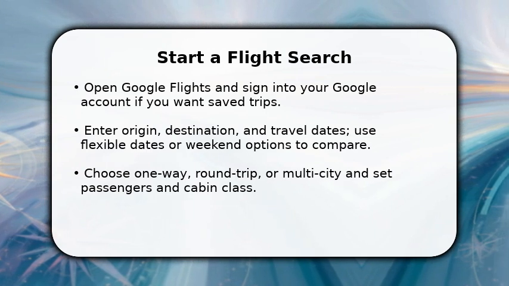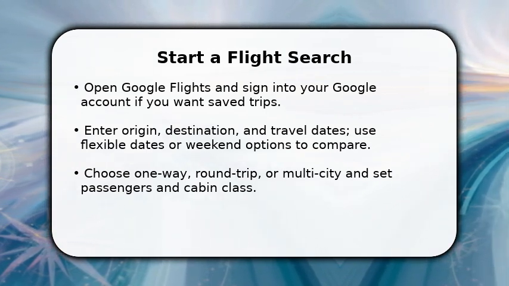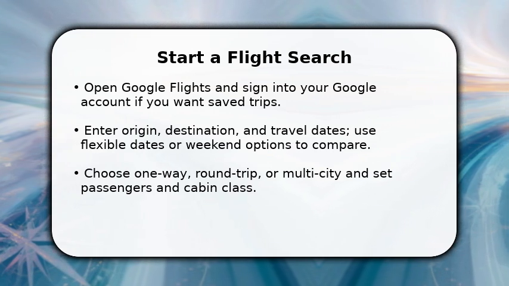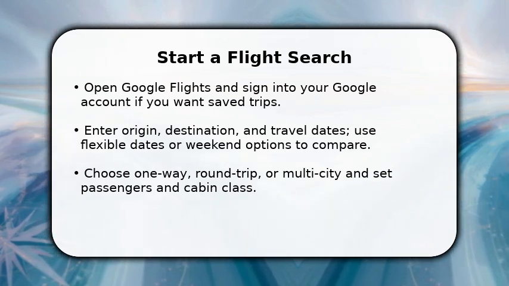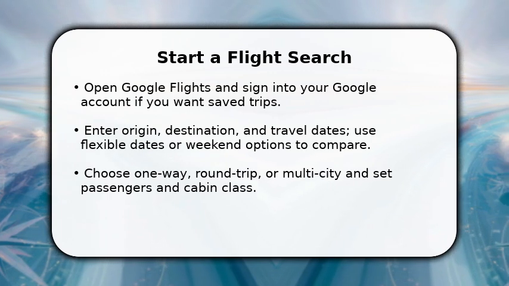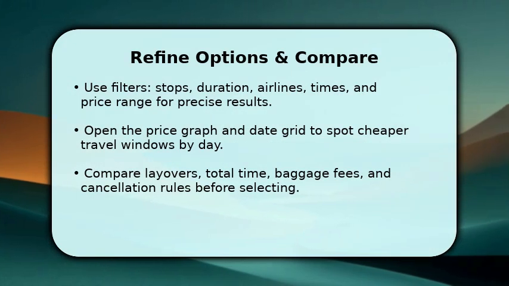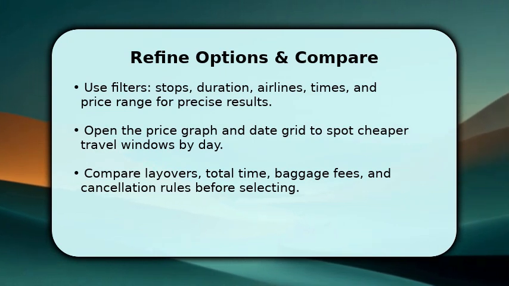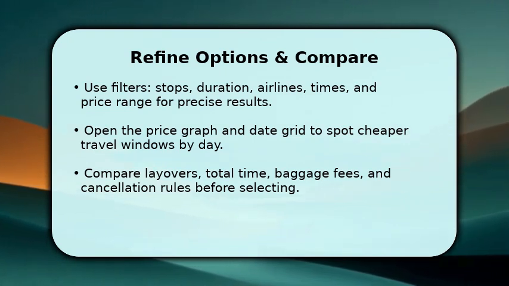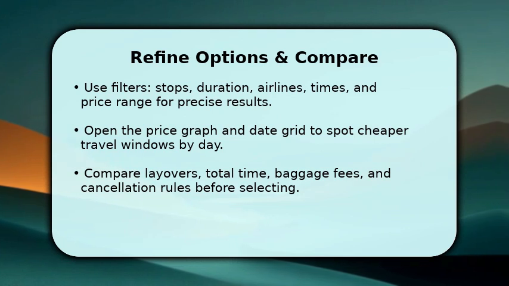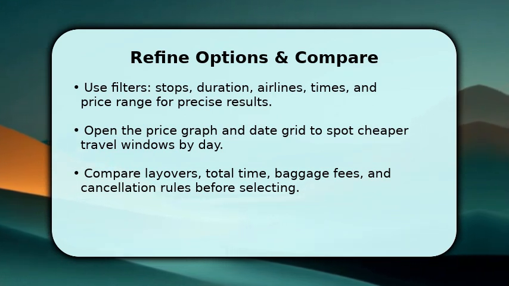If you care about flexibility, toggle flexible dates to see the lowest fares around your chosen days. Save or track the search by signing in so you can return to price history later. Next, refine results with filters. Choose nonstop or specific stop limits, preferred airlines, departure times, and maximum duration to remove bad options quickly.